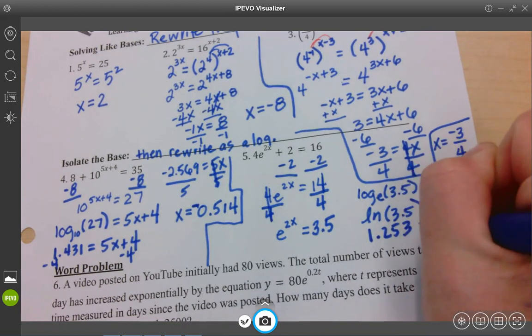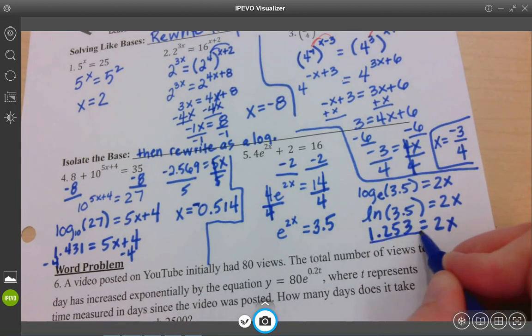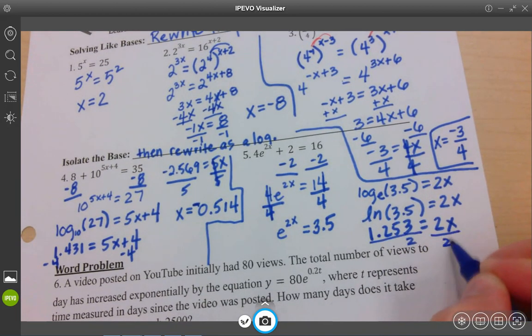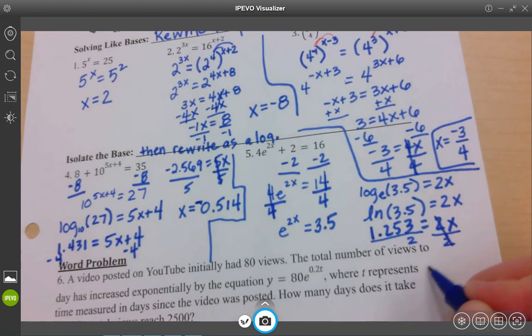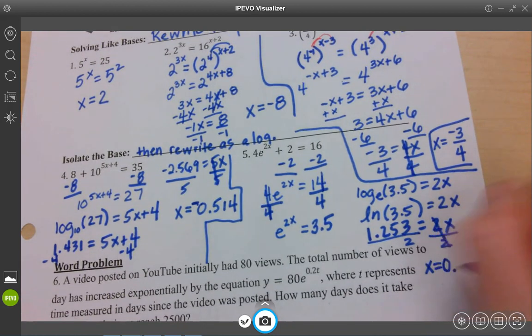1.253 equals 2x. And then to get the x by itself, what do I do? Divide it. Good. All right. 1.253 divided by 2. So I have 0.627.